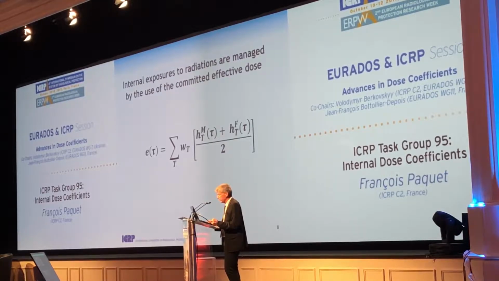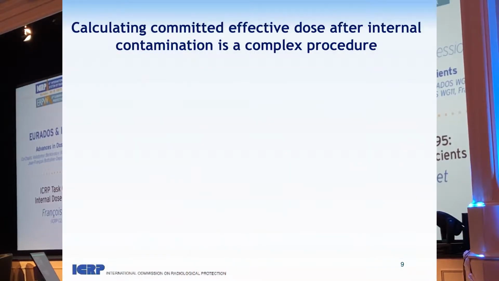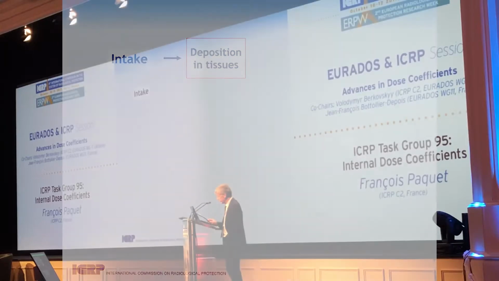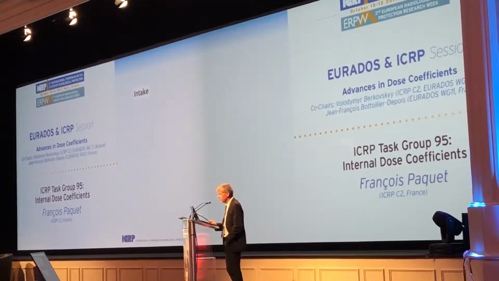The problem with this effective dose is that it is used for managing internal exposure, but you already know that it cannot be measured and it should be calculated. And this is where things start to be complicated. Calculating dose after internal contamination is actually very complicated. You absolutely need to know very precisely the intake, which represents the quantity that is either inhaled or ingested by the body.